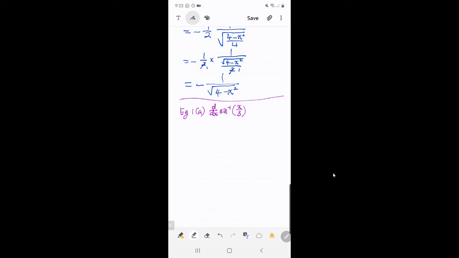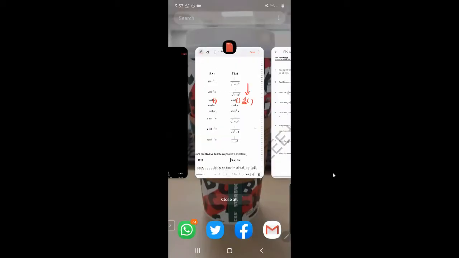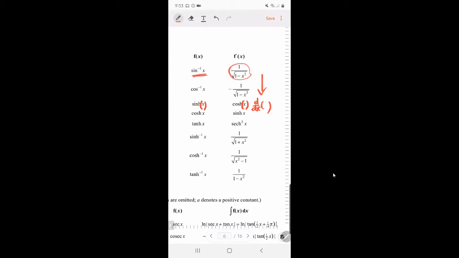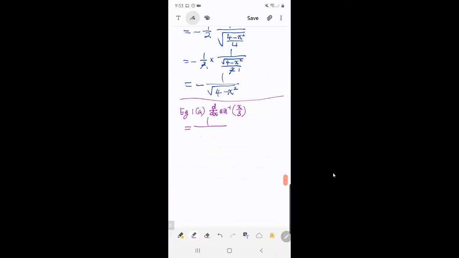If you cannot remember, you can always refer to MF19. So MF19, sine inverse x means 1 over square root of 1 minus x squared. So this is therefore 1 over square root of 1 minus bracket squared. Don't forget to differentiate the term in the bracket, which is x over 3. Simplify further: you have 1 over 3 multiplied by 1 over square root of 9 minus x squared over 9. The 3 and this 3 cancel. Hence the answer is 1 over square root of 9 minus x squared.